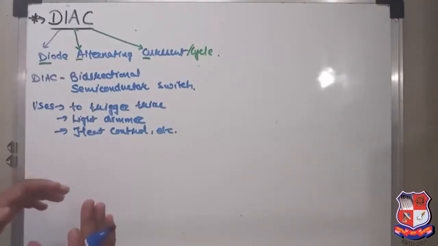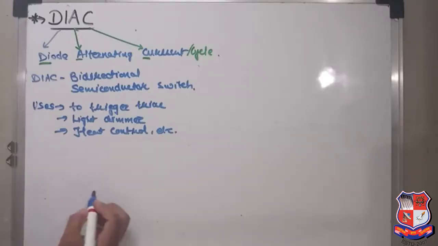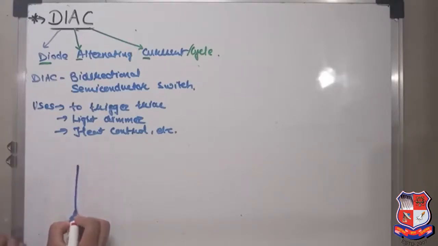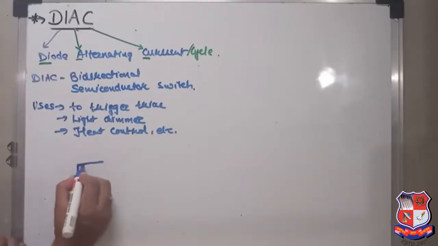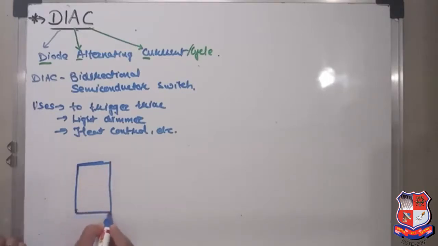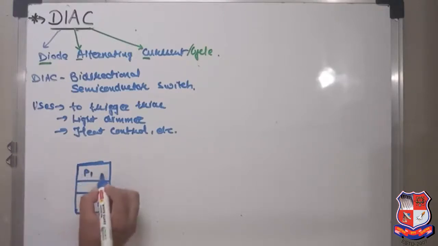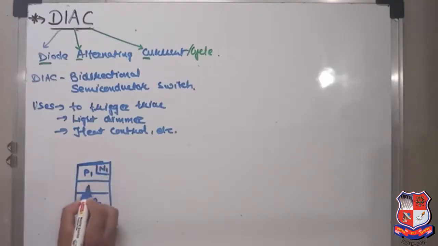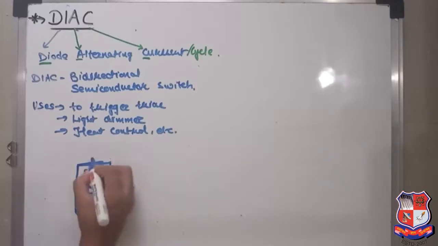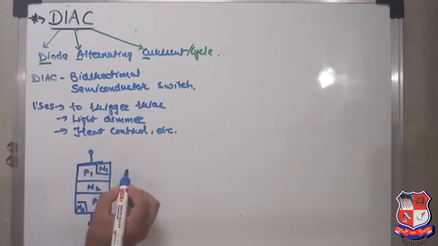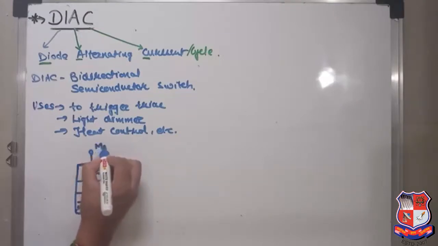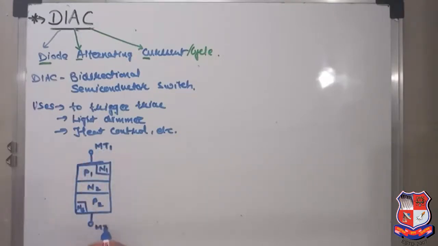Now let's see the structure of a diac. What is the structure of a diac? The structure is like that, it has 5 layers: P1, P2, N1, N2 and N3, and 2 terminals are taken out, and both terminals are main terminals. So main terminal 1 and main terminal 2.